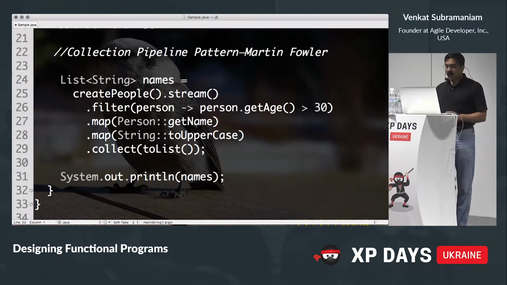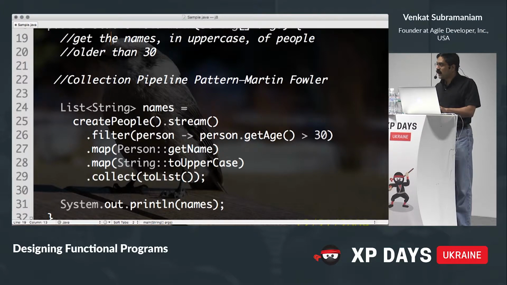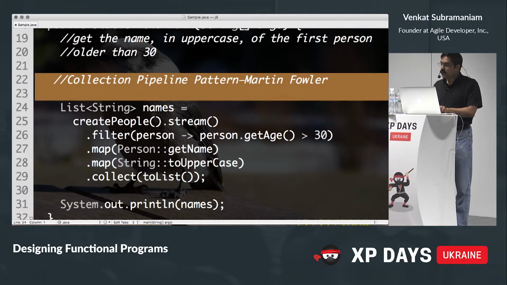Well, this is great so far. It is producing the result we wanted. Let's change the problem just a little bit, if you don't mind, before we go any further. Rather than getting the name in uppercase of all the people older than 30, let's change the problem just a little bit. I'm going to say get the name in uppercase of the first person older than 30. Now, if I say get the first person older than 30, what will you do?